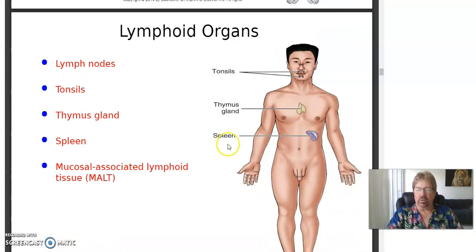Okay, there are organs that are known as lymphoid organs. Of course, lymph nodes. The tonsils are lymphoid organs. The thymus gland, posterior to the sternum, is a very important lymphoid gland. The spleen. Mucosal associated lymphoid tissue is all out through and attached to mucosal membranes, tissues. Okay.